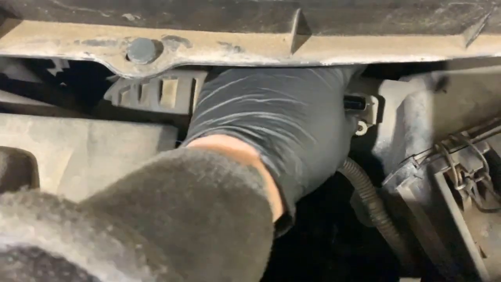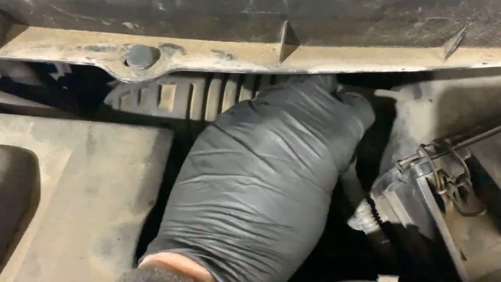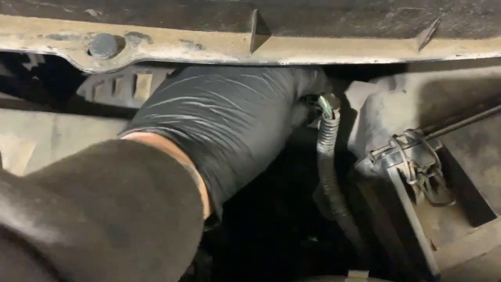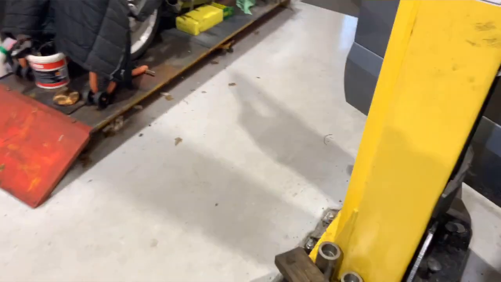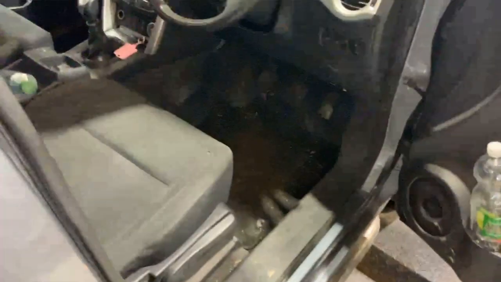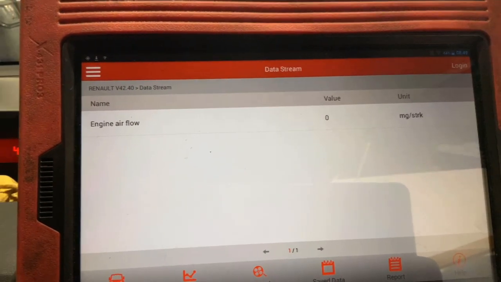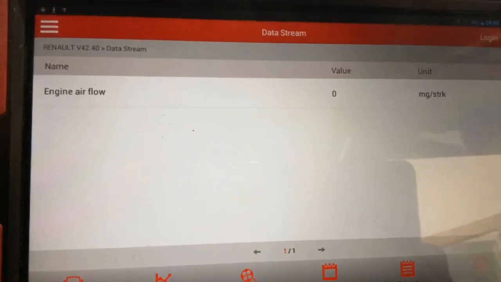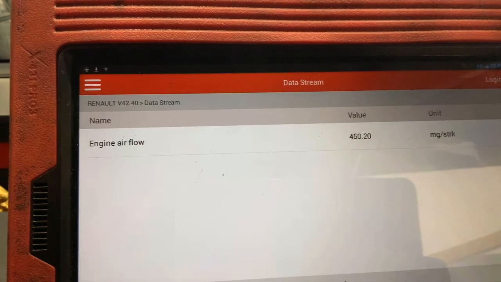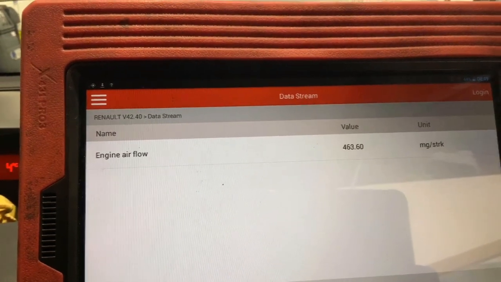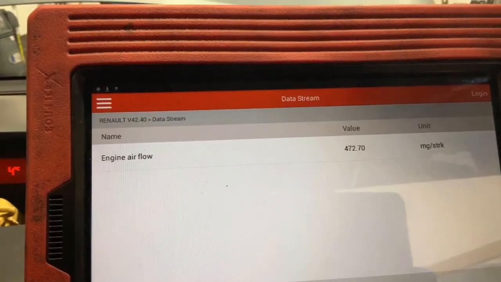Slot that back in. There, no need to put any screws on. Plug it back in. Let's see what we've got. There we have the engine airflow again. It's there. Bingo.